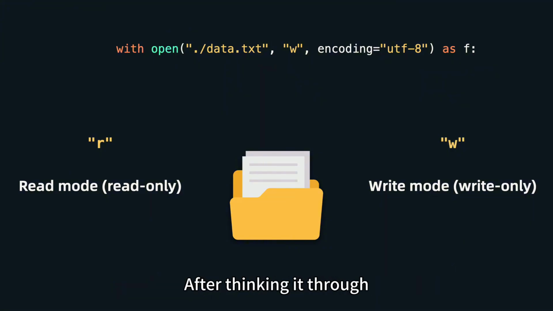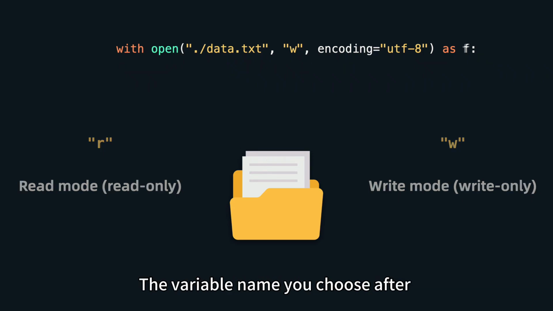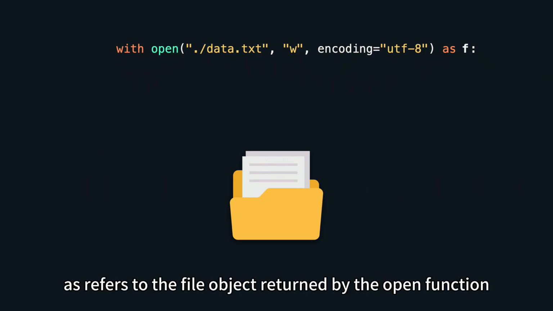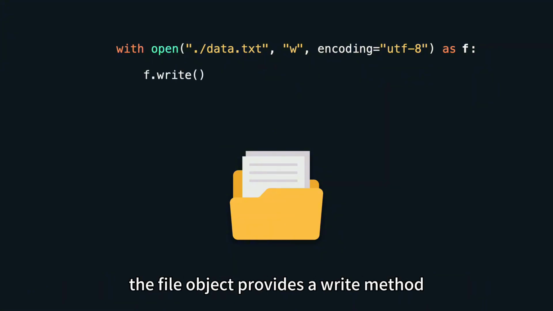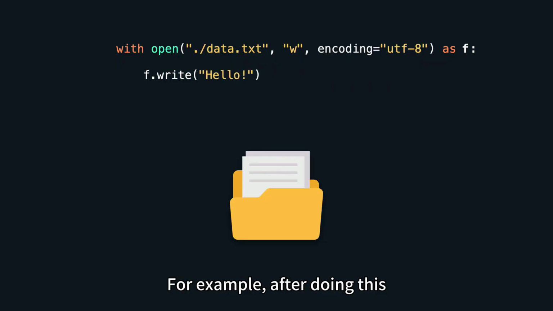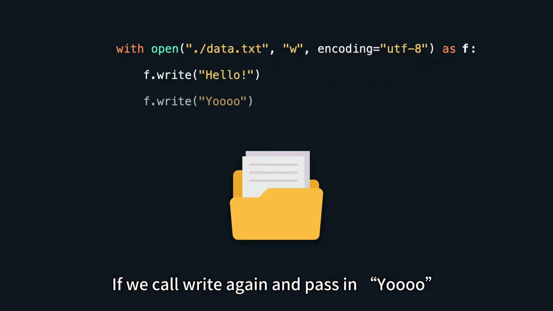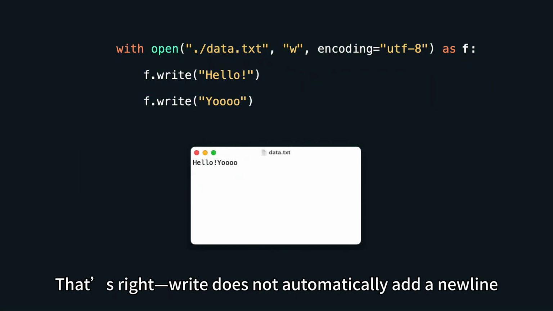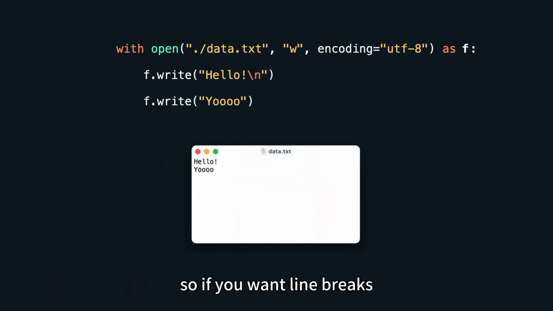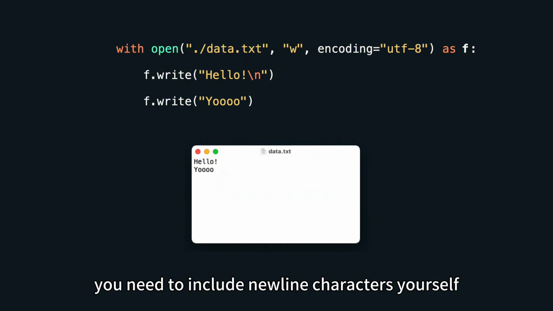After thinking it through, we can start writing to the file. The variable name you choose after "as" refers to the file object returned by the open function. For writing files, the file object provides a write method. For example, after doing this, the file data.txt will contain the line "hello". If we call write again and pass in "Lily", what will the file look like? It will look like this. That's right. Write does not automatically add a newline. So if you want line breaks, you need to include newline characters yourself.